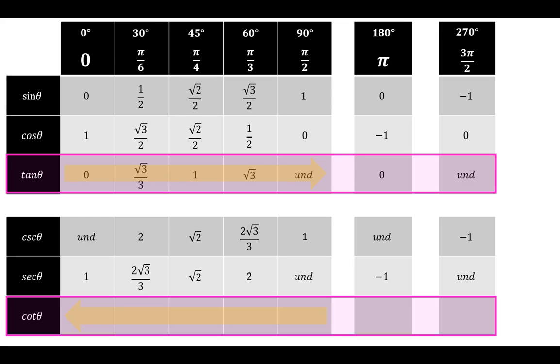So again, for the values in the 0 to pi over 2 range, I'm just going to go backwards from what I see in tangent. We'll start with 0 on the right, root 3 over 3, 1, root 3, and undefined. And then use the reciprocals for 180 and 270. The reciprocal of 0 is undefined, and the reciprocal of undefined is 0, necessarily.